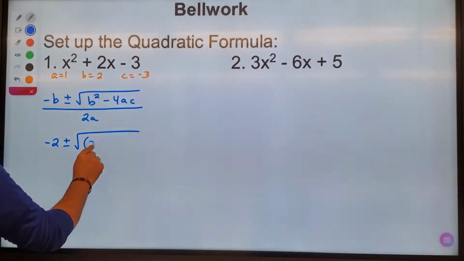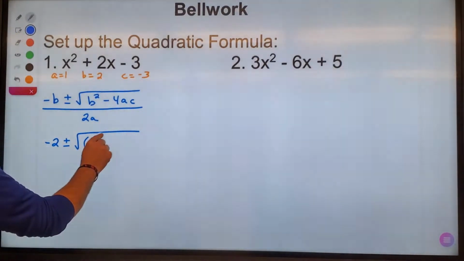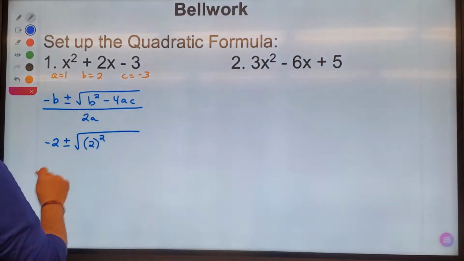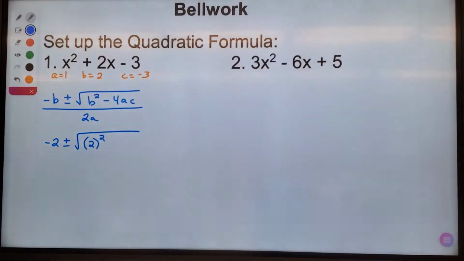B was 2, so notice I'm going to put that in parentheses, squared. That's huge, because if you have a certain kind of calculator that has the parentheses function as an option, then you're going to have to put that on there for when you square something, because otherwise it's going to give you the wrong sign. Okay, so make sure you do that.